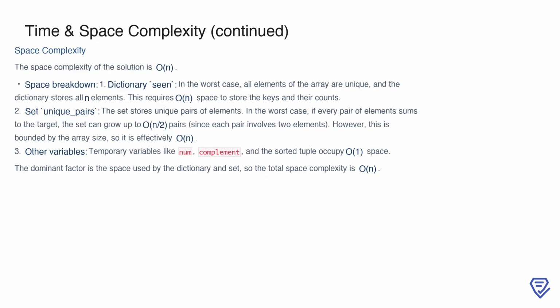Lastly, other variables like number, complement, and the sorted tuple only require constant space, or O(1). When we consider all these components, the dominant factor is the space used by the dictionary and the set, leading to a total space complexity of O(n).